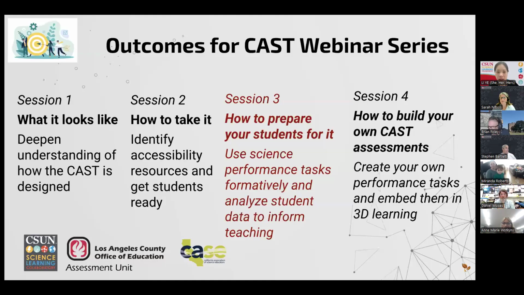Happened in the past, and what is going to happen today and next section. So our first section, we focused on the overview and the structure of the CAST, and we provided some sample questions for our audience to think about. And second section, we focused on the accessibility resources for all students who get student ready. And today we're going to focus on the science tests, instructions, and collecting student data to analyze data to inform the future teaching. And next section, we'll focus on how to design your own CAS assessment in your teaching.